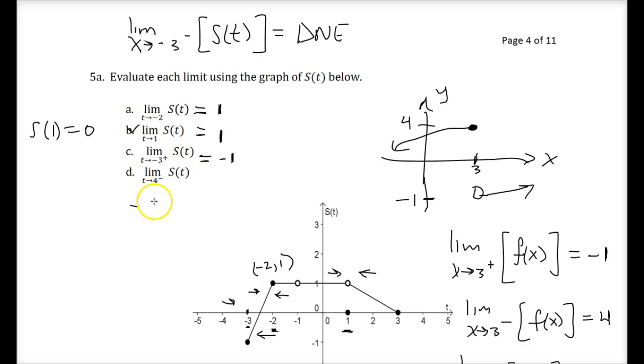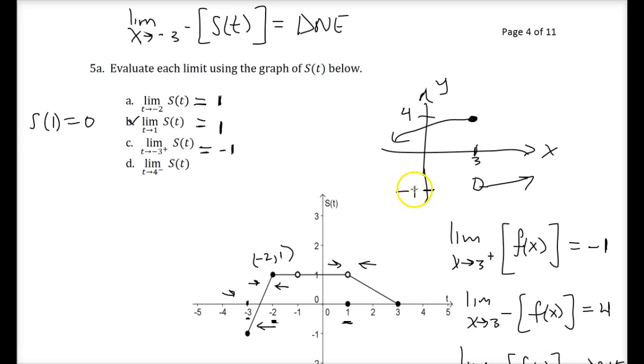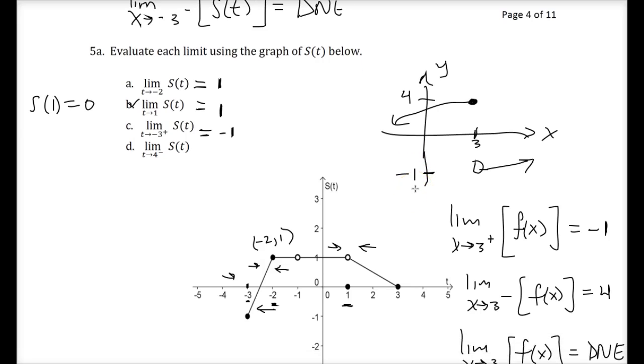Okay. All right, so let's look at the final part to this, which is part D. The limit, or put another way, the behavior of the function s of t as t approaches 4 from the left. Okay. And so if we look at our graph here, at x equals 4, our function is not defined at all. So since our function is not defined at all, the answer to that would be does not exist, because there is no behavior to study. Okay.